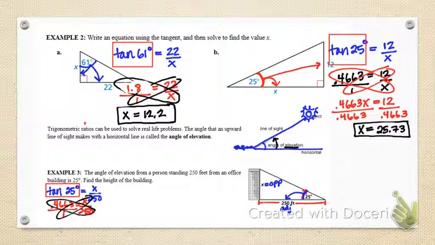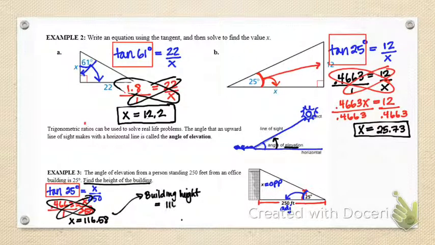Cross multiply and solve. So you should get that x is equal to 116.5, we'll round this to the nearest hundredth, eighth. And then because it says find the height of the building, instead of putting x equals, I'm going to put the building height equals 116.6 feet, and I'm going to include units.